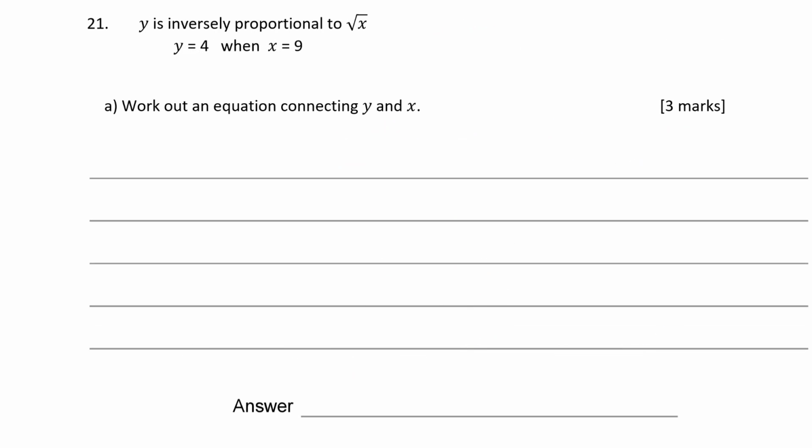Ta-ta! Question 21 is our second proportion question on the paper. y is inversely proportional to the root of x this time, and we're told that y equals 4 when x equals 9, so it's a much more straightforward proportion question. So starting off with what we've been given, y is inversely proportional to the root of x, so y is proportional to 1 over root x, like that then. Inversely proportional means 1 over, so y is inversely proportional to the root of x is written like that.